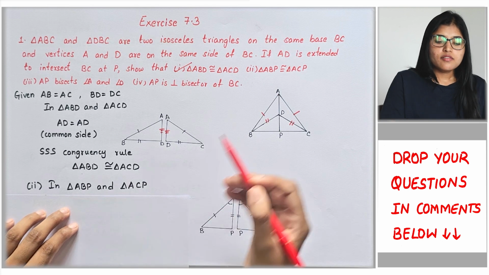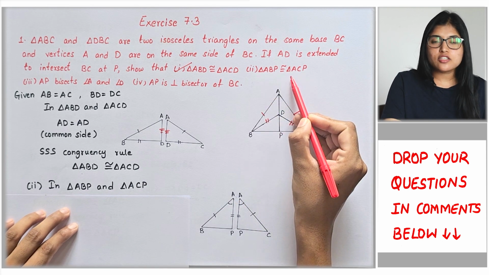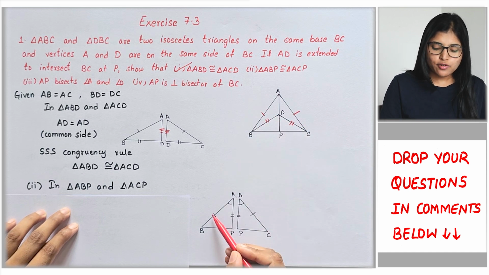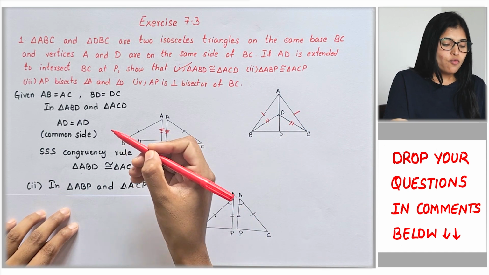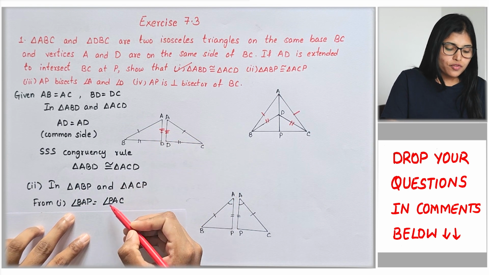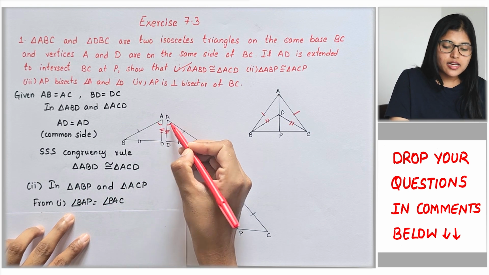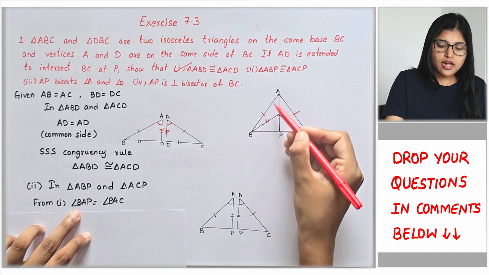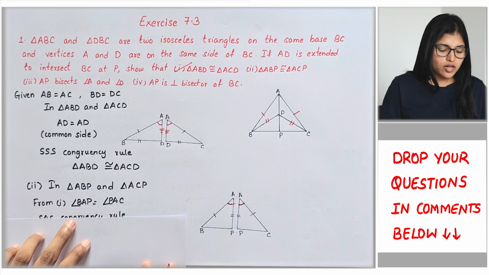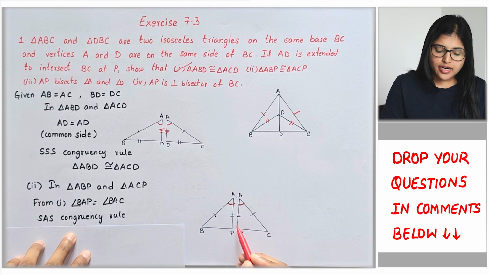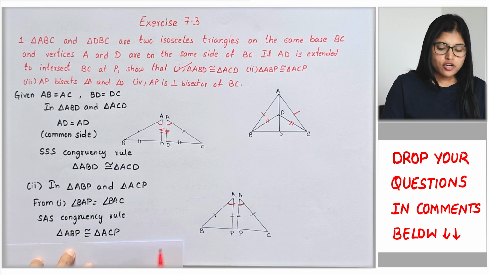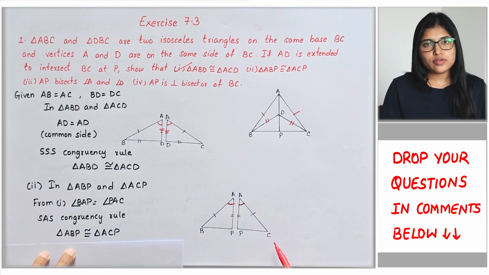In the second part, we are asked to prove that triangle ABP is congruent to triangle ACP. I have drawn these two triangles here. From the given, I know that AB and AC are equal. What we just proved was triangle ABD is congruent to triangle ACD. So from this, I know that angle A here and angle A here will be equal, which is nothing but angle BAP and angle PAC. So these two angles are equal, and AP is the common side. I can use the SAS congruency rule to say that triangle ABP is congruent to triangle ACP.